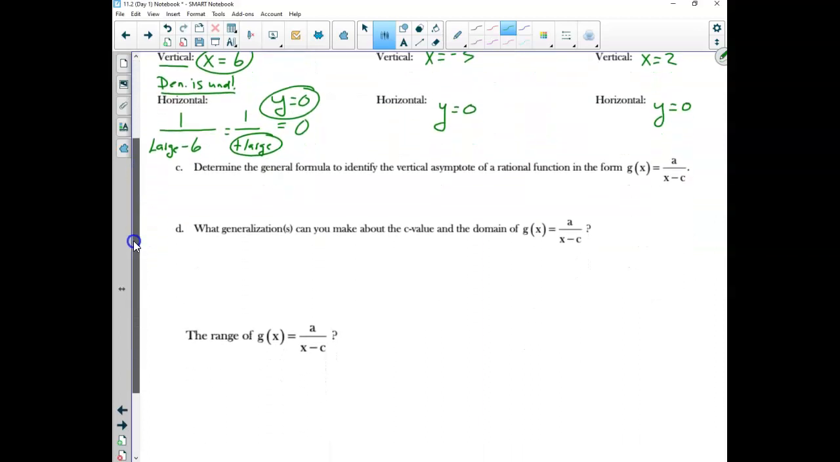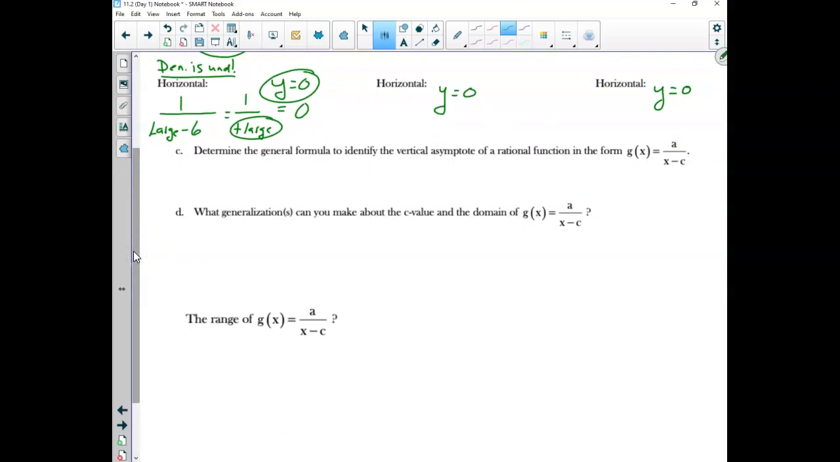Well, let's determine the general formula to identify the vertical asymptote of a rational function in the form g of x equals a, where a is a constant. It's just going to be some number divided by x minus c.